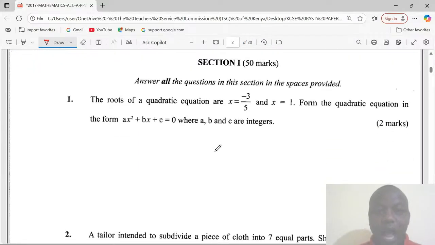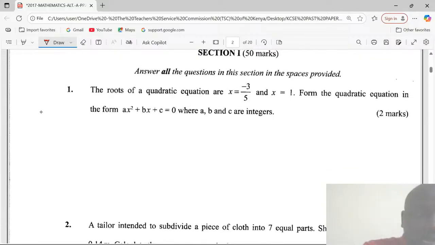The roots of a quadratic equation are x equals -3/5 and x equals +1. Form the quadratic equation in the form ax squared plus bx plus c equals 0, where a, b, and c are integers. It's good to obey all the instructions, like leaving all the constants as integers. So let's see how to progress in this one.